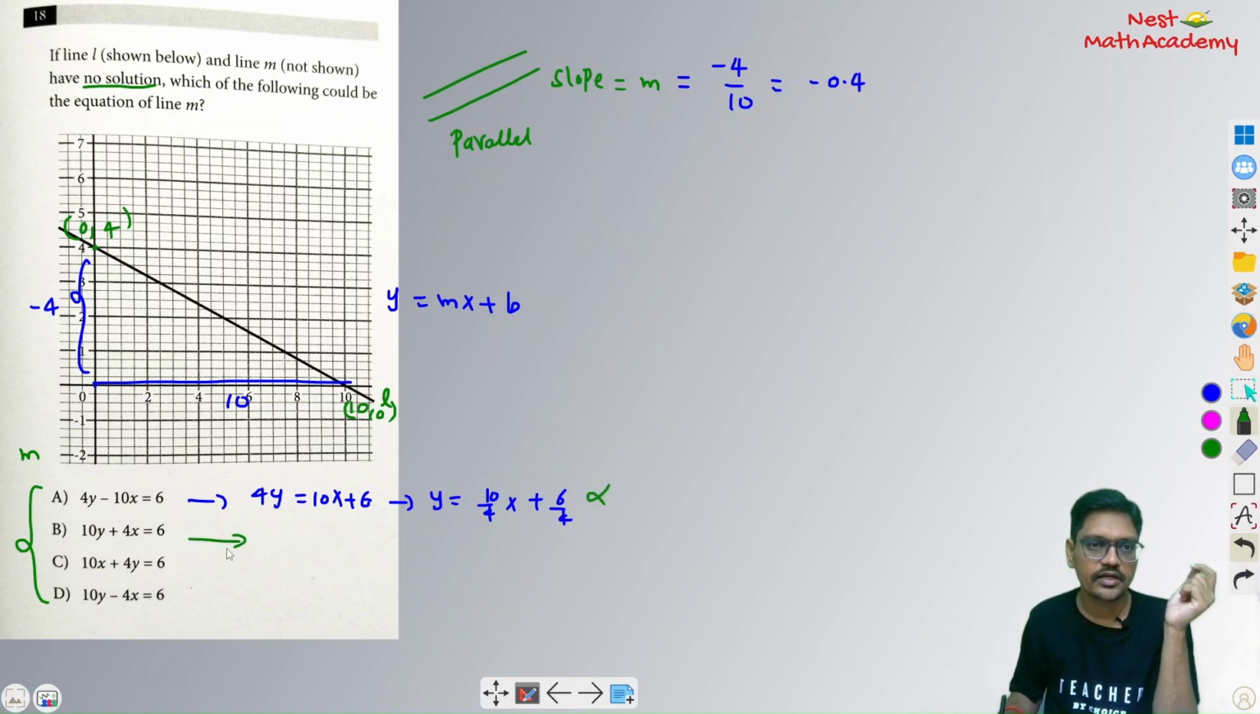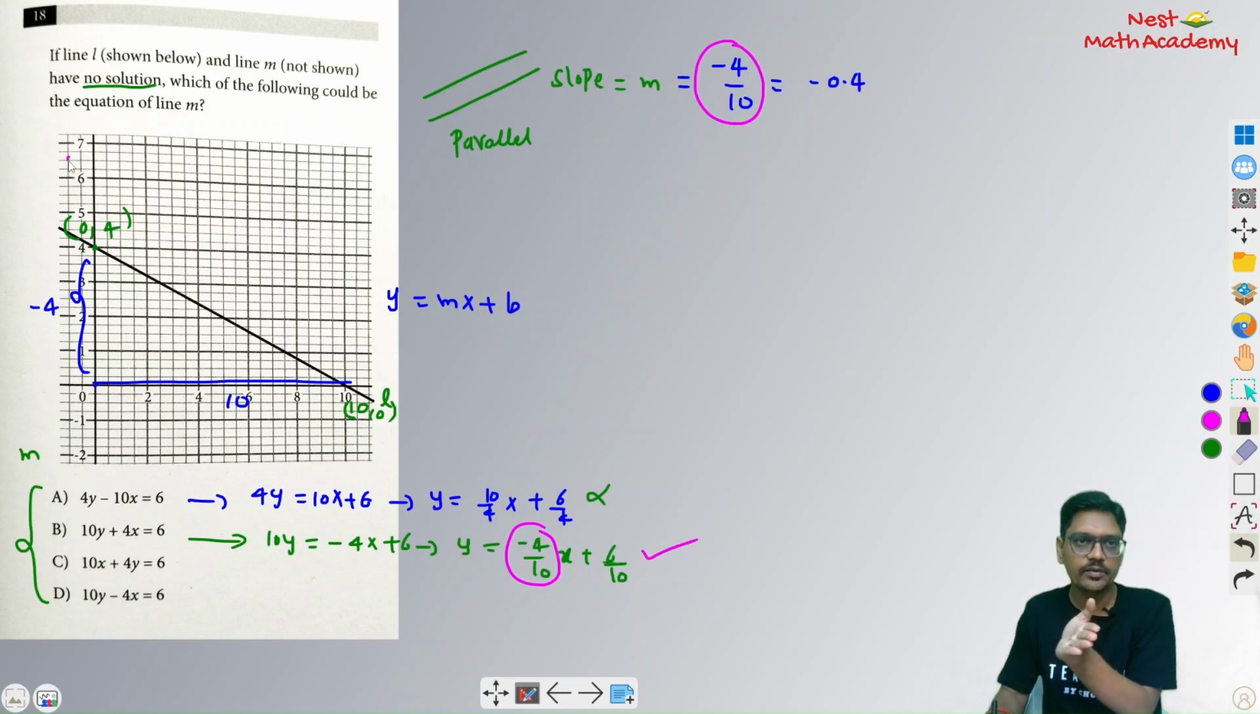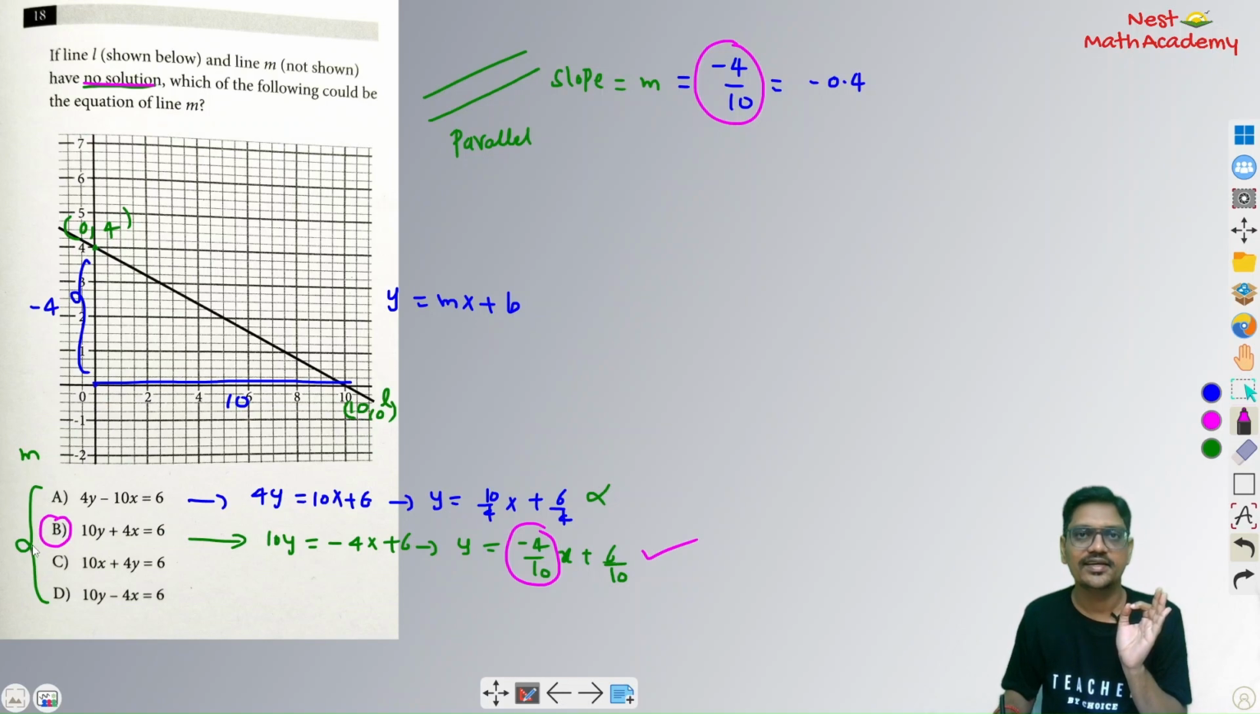So move to the second option, option B. Here also 10y is equal to, subtracting 4x on both sides, -4x plus 6. Divide with 10 on both sides, I'll get y is equal to -4 by 10 x plus 6 by 10. Yes, we got our answer. Here we can clearly see that slope is -4 by 10, -4 by 10. Both slopes are same. Therefore, this line is parallel to the given line. Wherever it is, it will be parallel to this. They will not intersect, means there is no solution for both of them. So option B is the correct answer.